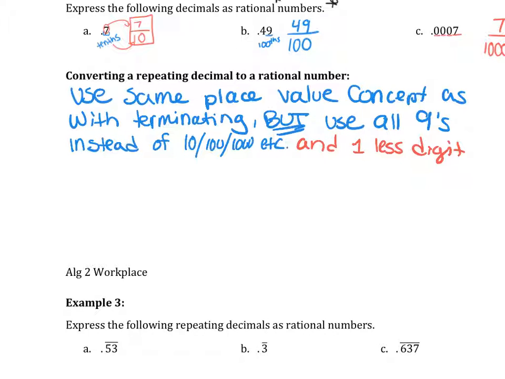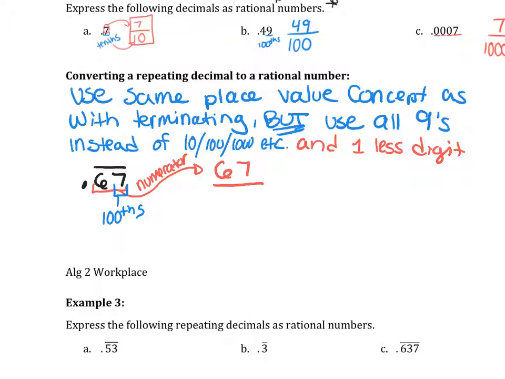So, for example, if we had the repeating decimal, like 0.67 repeating, so both that 6 and the 7 are repeating, you would still take whatever that repeating part is, so in this case 67, that would still be your numerator. And now what place value does that 67 end in? The hundredths. This is the hundredths.